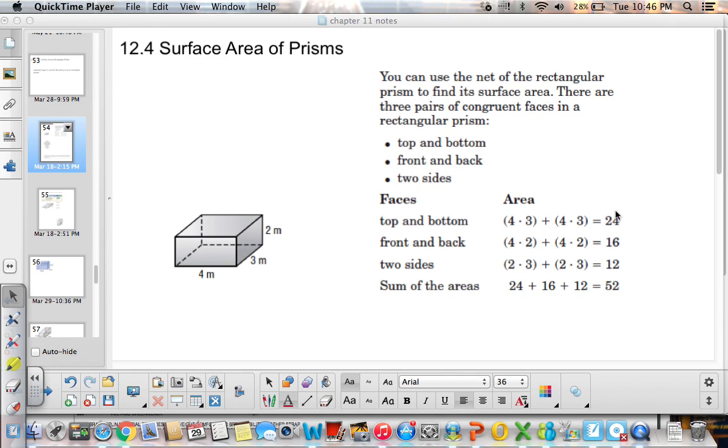And then we add all of our areas together. So 24 plus 16 plus 12, and we get 52 is the sum of the areas. So it is the surface area of the prism.